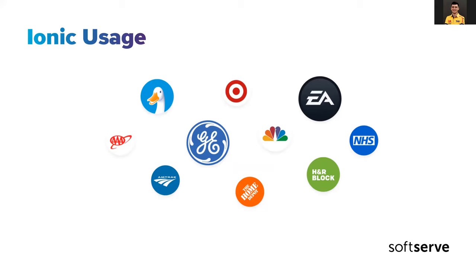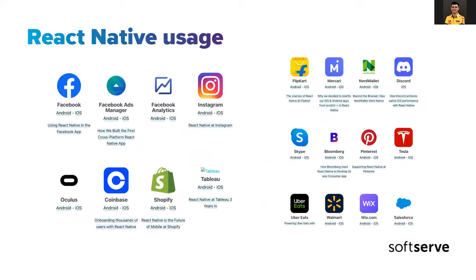So let's go on. Here I put several Ionic usages. As you can see, Ionic is used by Electronic Arts, Home Depot, and also several enterprise applications, mostly for enterprise use, like onboarding applications or managing their own needs. React Native is used by big companies like Facebook, who created it, Microsoft Skype, Discord, Uber, Wix, and Salesforce. So from that perspective, we can see that React Native is used more often than Ionic.